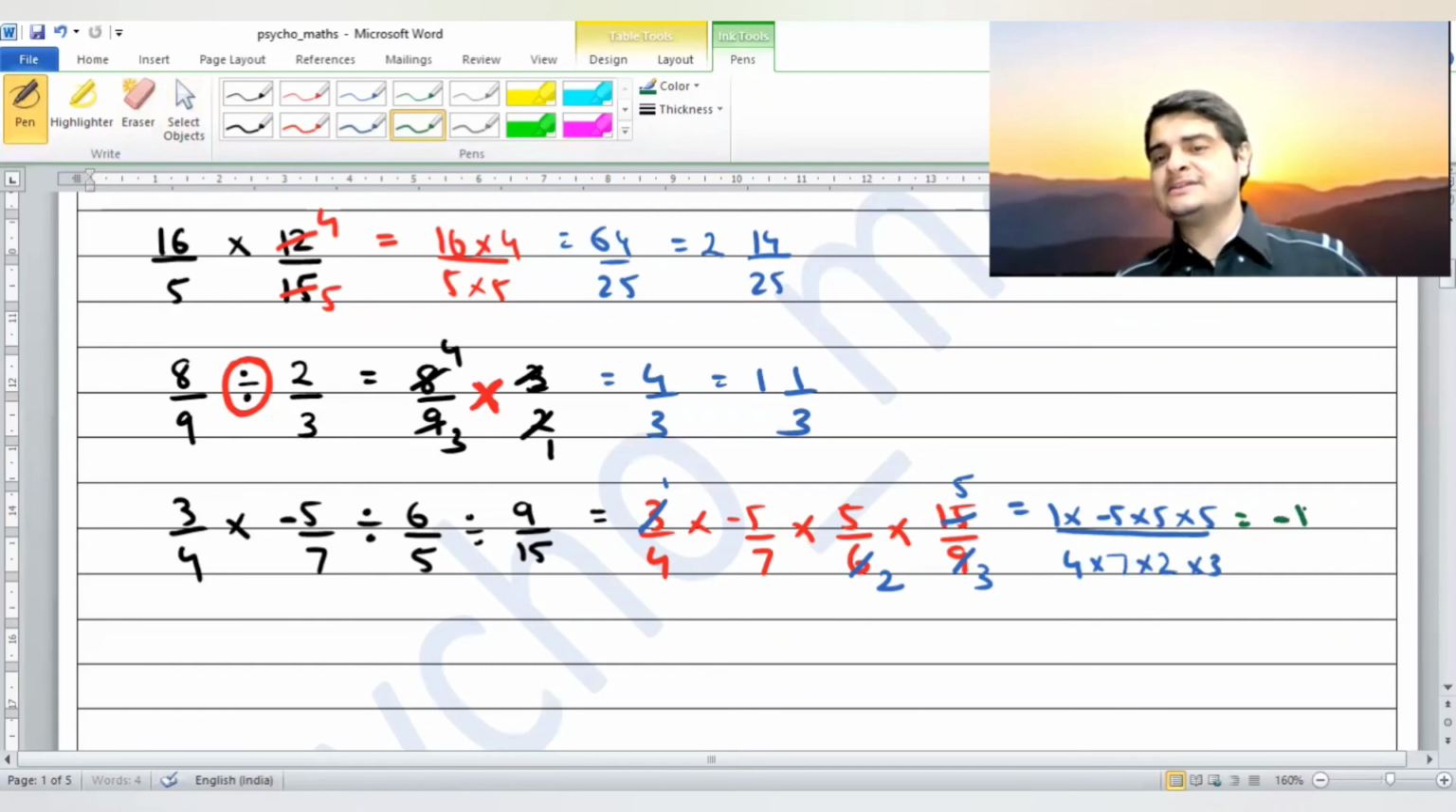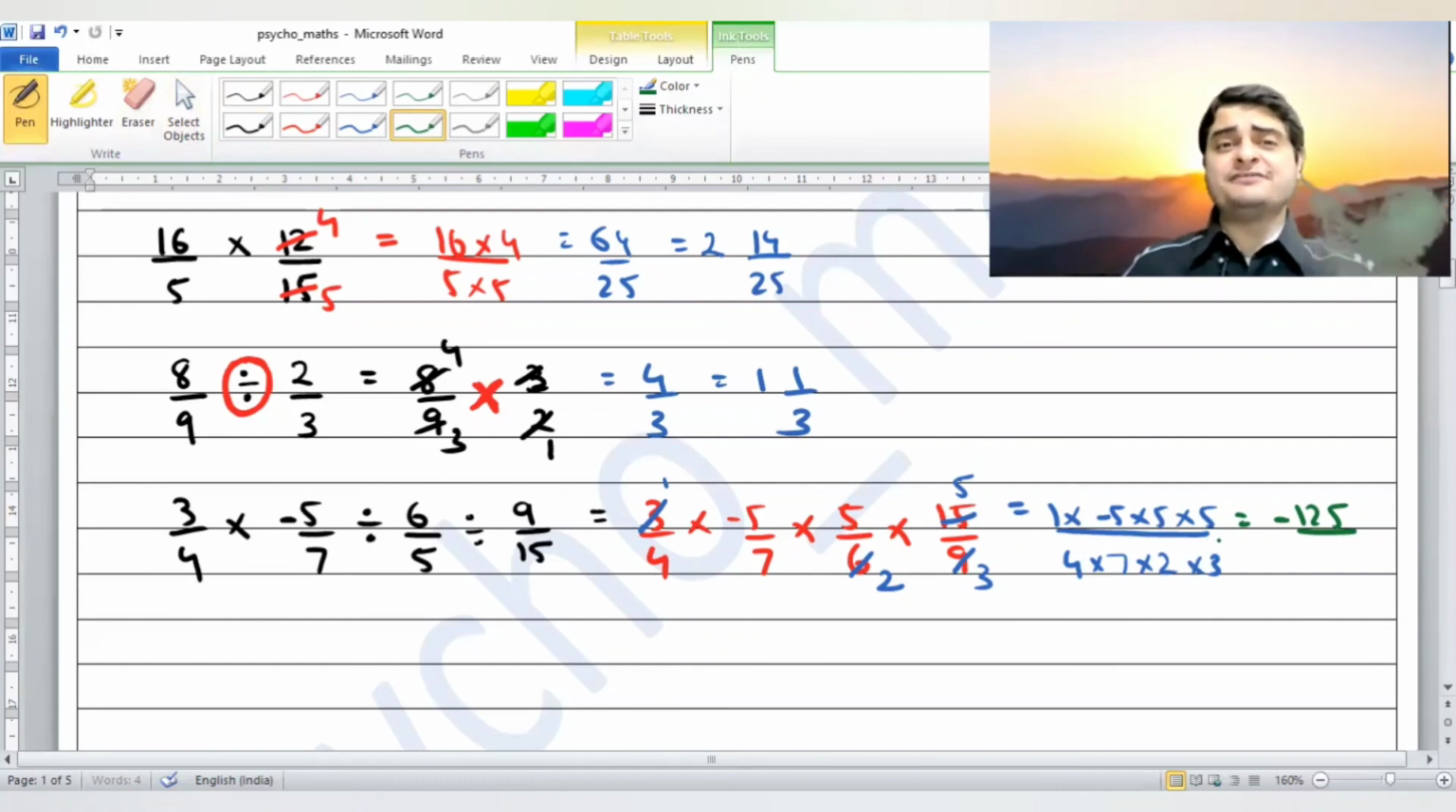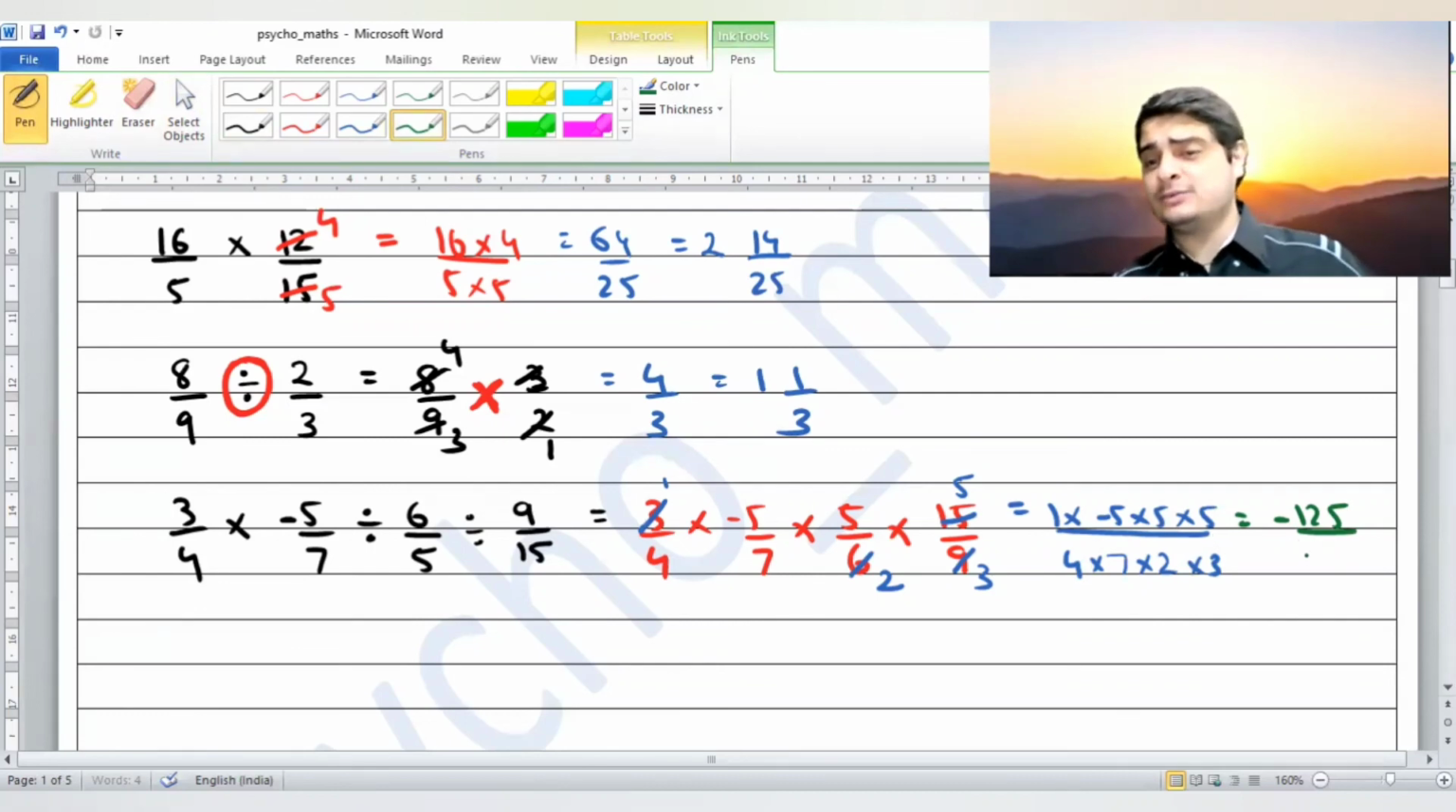It is minus 125 upon 28 twos is 56, 56 threes. Split it into 50 and 6. 50 threes is 150, 6 threes is 18. Just sum it up. It is 168 and it is a proper fraction finally.